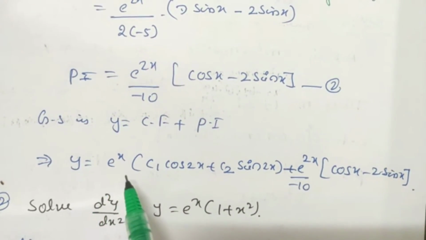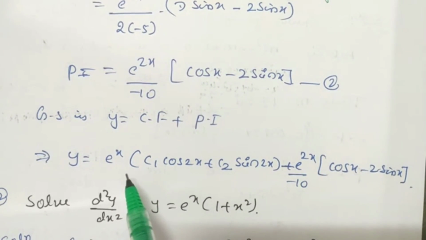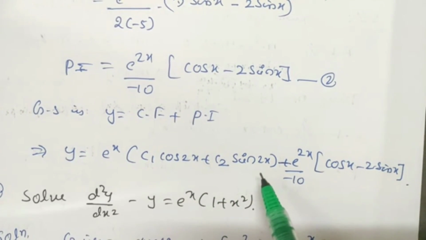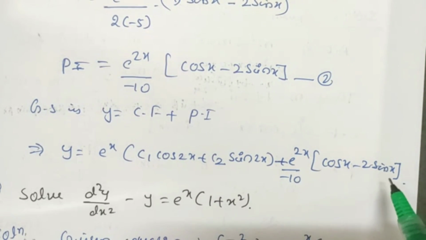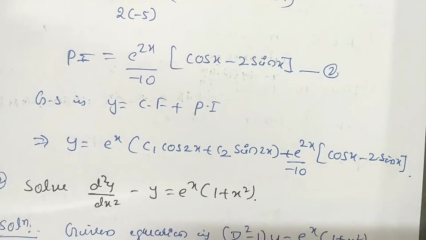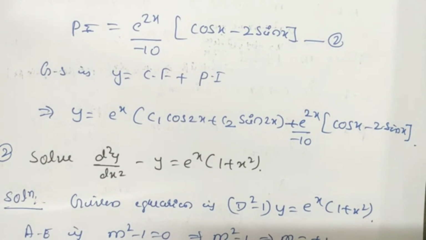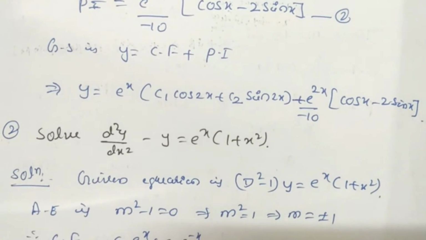That is, y is equal to the complementary function e raised to x, c1 cos 2x plus c2 sin 2x, plus the particular integral e raised to 2x divided by minus 10 cos x minus 2 sin x. This is the solution. Let us take one more example.